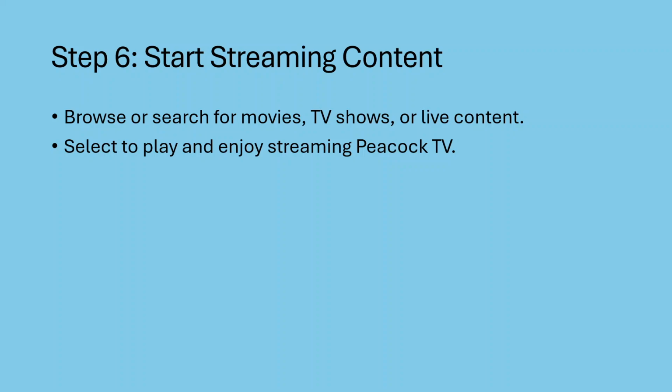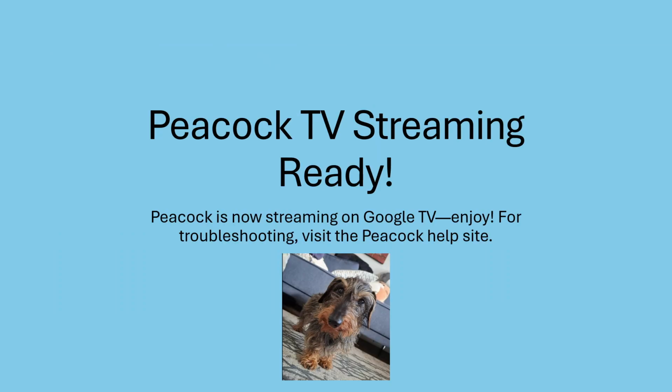Step 6. Start streaming content. Browse or search for movies, TV shows or live content. Select to play and enjoy streaming Peacock TV. And that is how you stream Peacock on your Google TV.